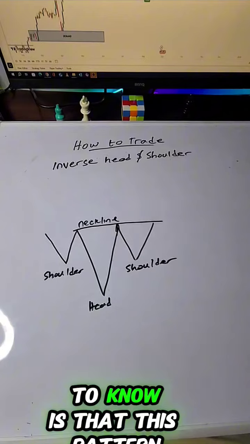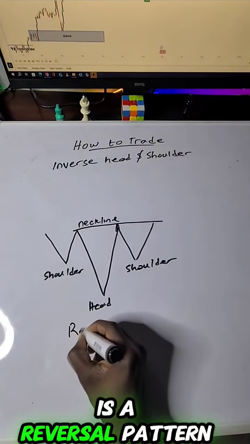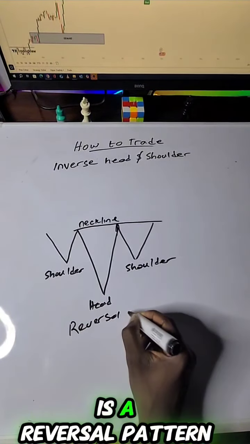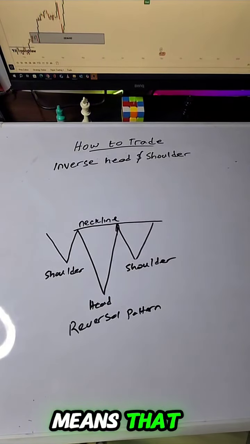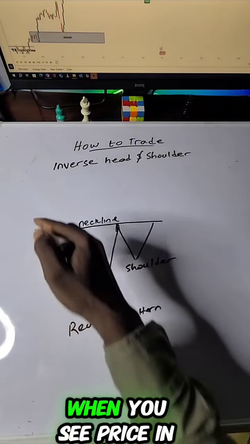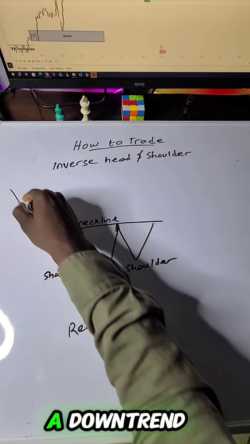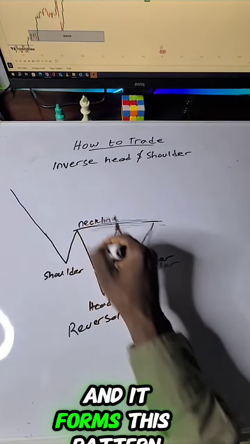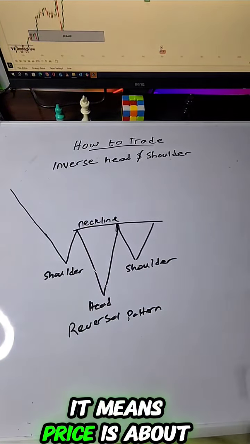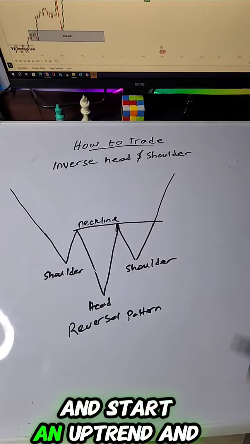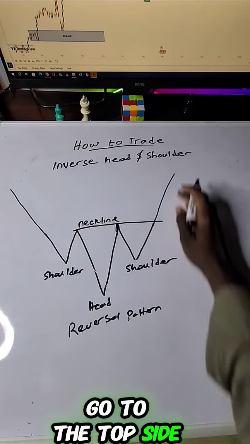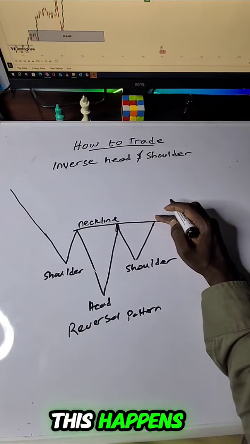The first thing you have to know is that this pattern is a reversal pattern. What does that mean? This means that when you see price in a downtrend and it forms this pattern, it means price is about to reverse and start an uptrend and go to the top side. So what do you do when this happens?